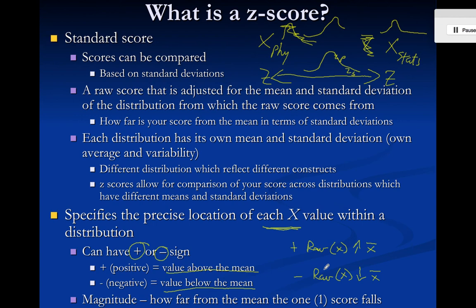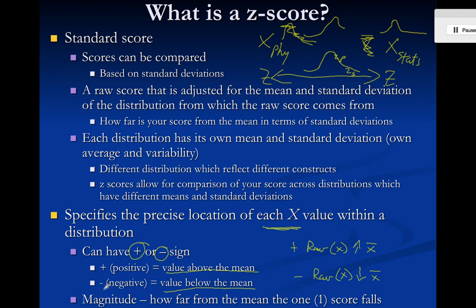Positive and negative don't mean good or bad. That's not what they mean at all. They just mean, where are you? Are you above or are you below the mean? So again, always remember, positive means your score on the exam or on the assessment is above the mean. Negative, your score was below the mean. That's all you need to know about positive and negative.